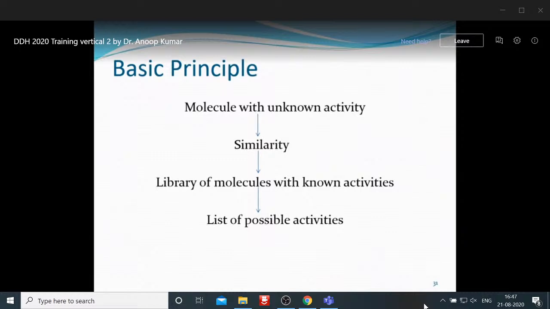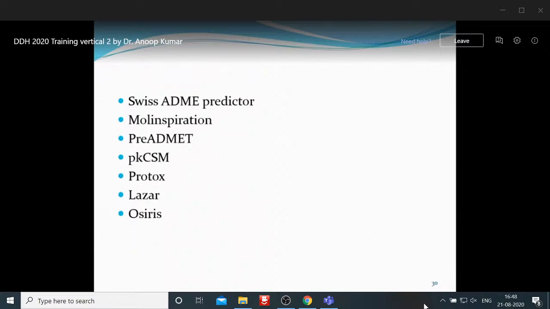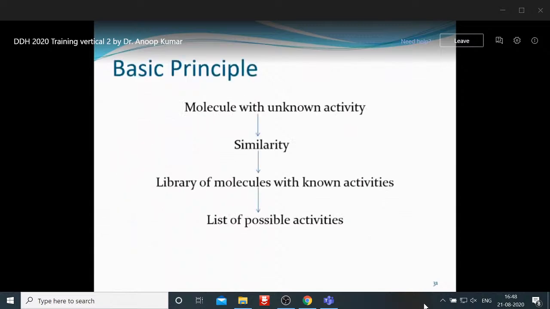That's why a number of web servers are available. These are just a few, but you will find lots of web servers when you search Google for these online web servers. But the basic principle is this: the more data you have in the data sets, the more accuracy in the predictions of the activities. That's why QSAR is much more popular. The reason is that in QSAR we compare the experimental data sets with the predictive data sets, so we are correlating with the experimental data.